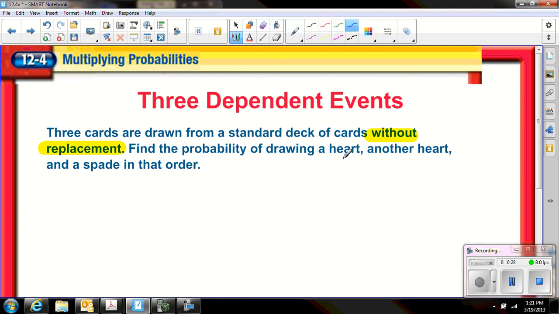I want to know what's the probability of drawing a heart, another heart, and then a spade in that order. So I'm drawing 3 times. So here we go. First time I draw, there's 52 cards sitting in the deck. I want to know probability of getting a heart. Each suit has 13 cards in it, so that would mean 13 out of 52 for drawing a heart. Times, that card's now left out, and because it's left out, I'm now down to 51 different options. I picked a heart the first time, I left that heart out, so the chances of drawing another heart are now down to 12 out of 51.